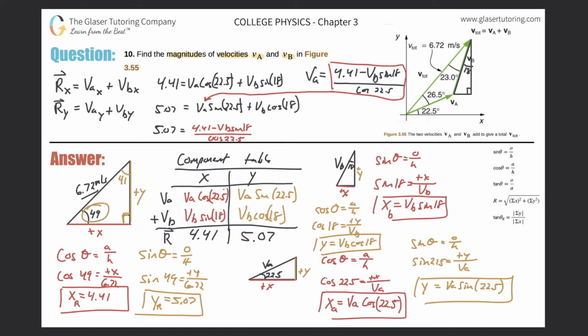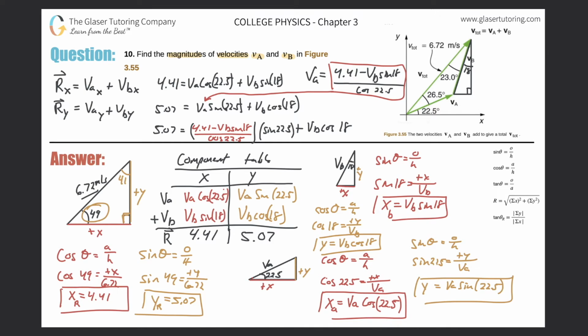And that would now be multiplied, right? This whole thing, because that's VA, that whole thing's multiplied by sine of 22.5. And now plus VB cosine of 18. All right, cool. So now I have one equation with only one unknown. All I've got to do is basic algebra to solve for it.